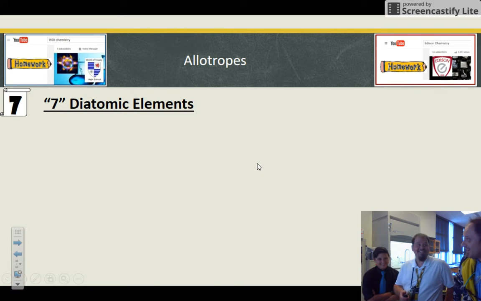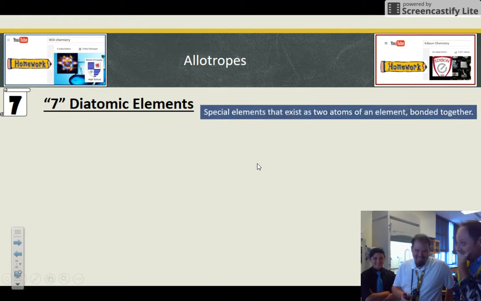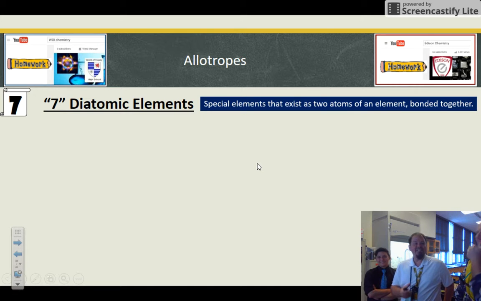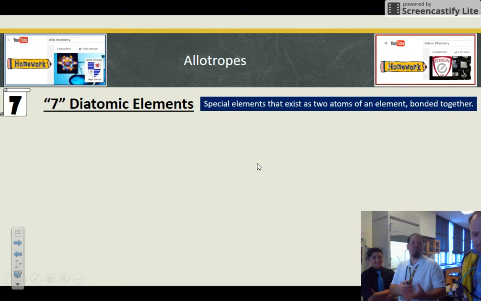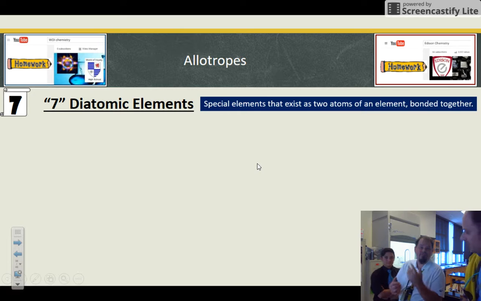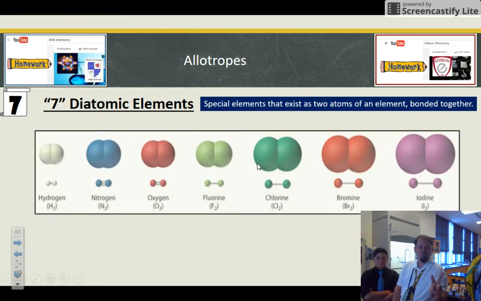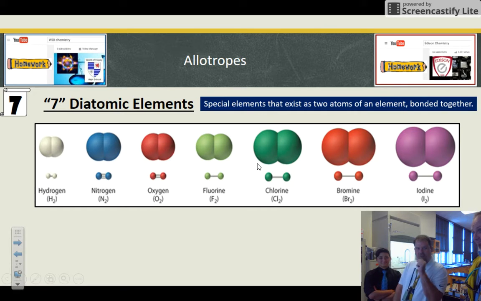Speaking of testable things, this is one that you really need to have down if you haven't figured that out yet. Special elements that exist as 2.